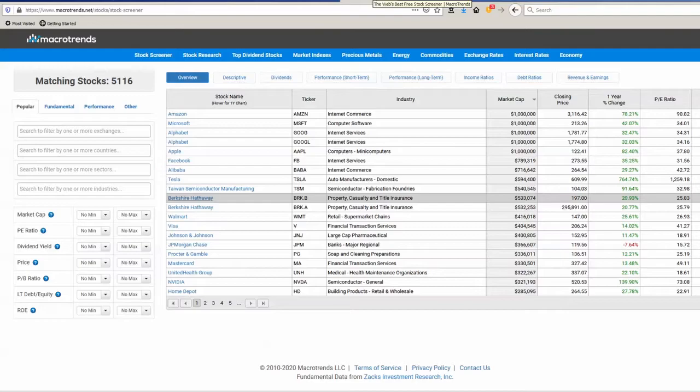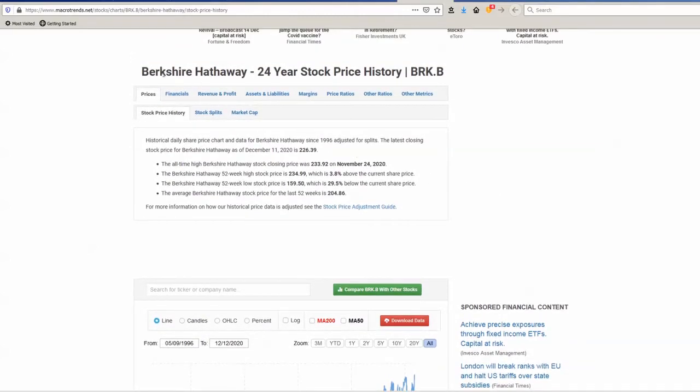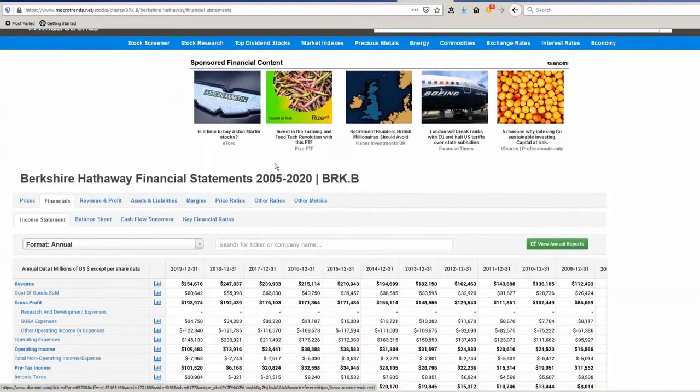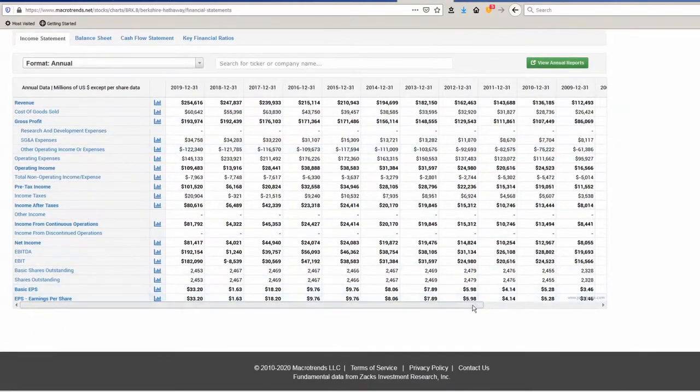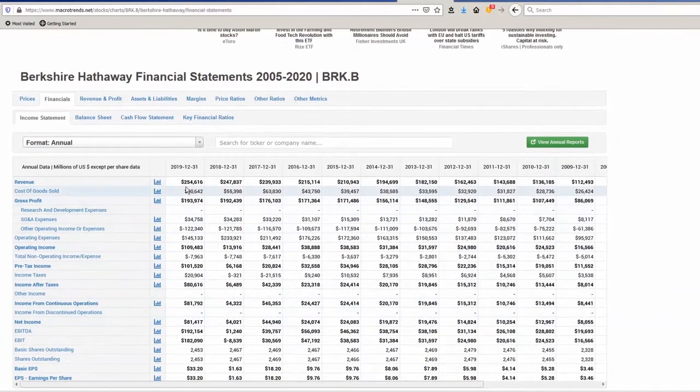And there's another one here which is Macrotrends. Now Macrotrends is one of these ones with long-term information, mainly focused on the US market, and they have a screener which is pretty cool. And if you look at an individual company, they have a lot of detailed information. So I've looked at Berkshire Hathaway, one of my favourite companies. And if you click financials, again, there's a lot of historical data going back to 2005 here. And you can plot some of this information on a graph.